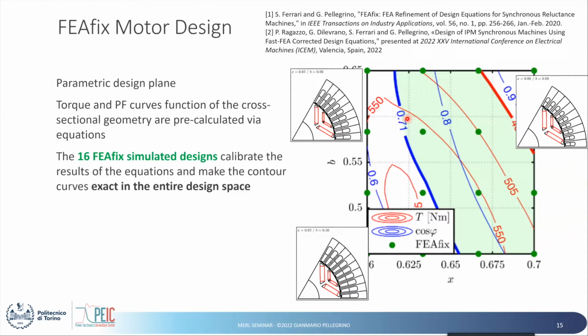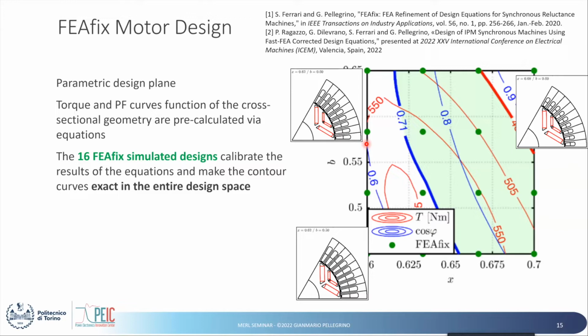And in a way, with some translation, with some mathematics, it is representing the peak power capability and also flux weakening capability. So if you have the power factor too high, you don't have a constant power speed range, and vice versa. And what is FEA fix is these 16 dots, green dots. These are 16 geometries out of the plane that we FEA simulate.